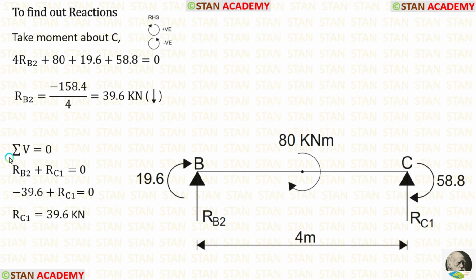Now let us apply the rule sigma V is equal to 0 and find out RC1. Here we have to be very careful. When we apply the value of RB2, we must apply it as a negative value because it is acting downwards. Finally, we are getting RC1, which is equal to 39.6 kN.